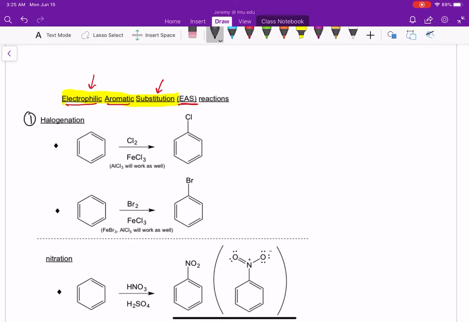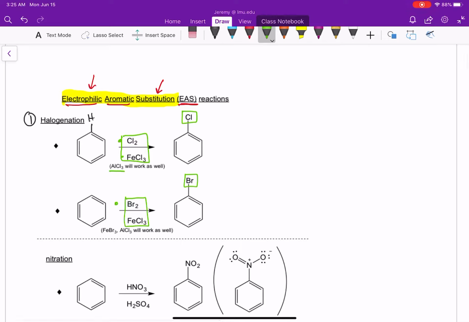We're going to substitute a hydrogen atom for a halogen. To do that, we're going to add our halogen, Cl2 or Br2, and then we need to add a Lewis acid. So FeCl3 is a good Lewis acid. So Cl2 and FeCl3 will substitute a hydrogen for a chlorine. Br2 and FeCl3 will substitute a bromine for your hydrogen, okay?